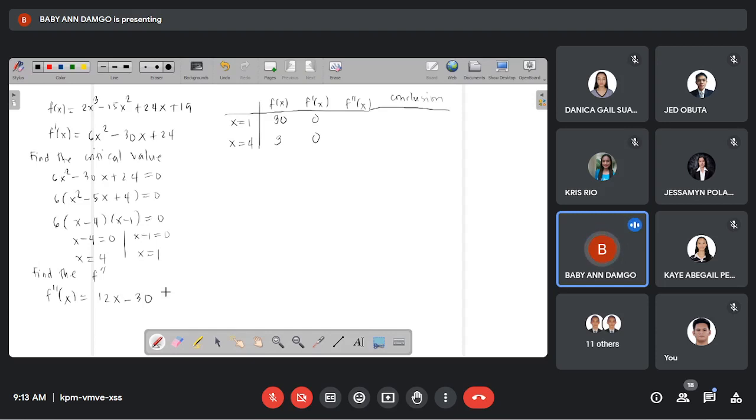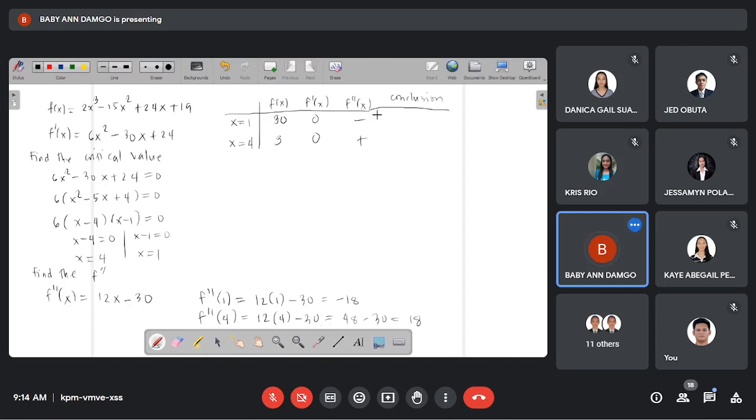Okay? So when x is 1, we have f double prime of 1. So this is 12 times 1 minus 30. So this is 12 minus 30, which is negative 18. So we have a negative. And then f double prime of 4, we have 12 times 4 minus 30. So this is 48 minus 30, which is equal to 18. So we have a positive.